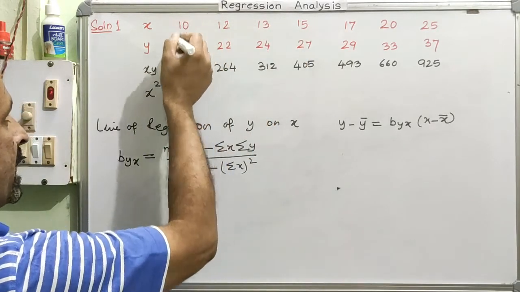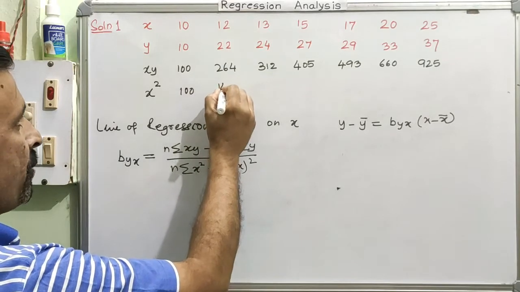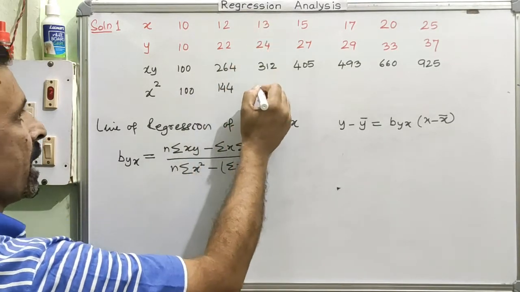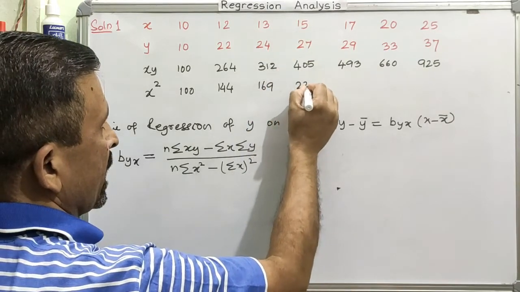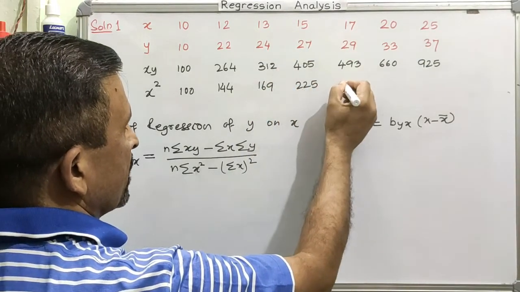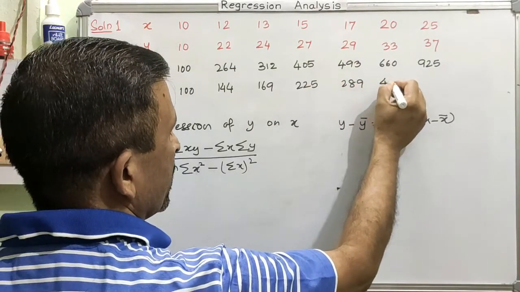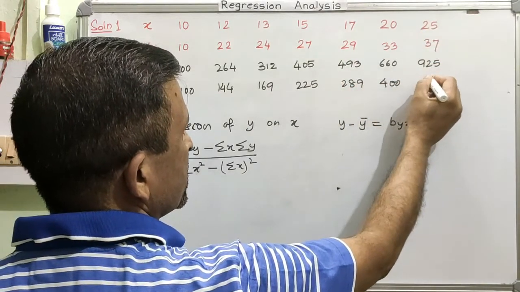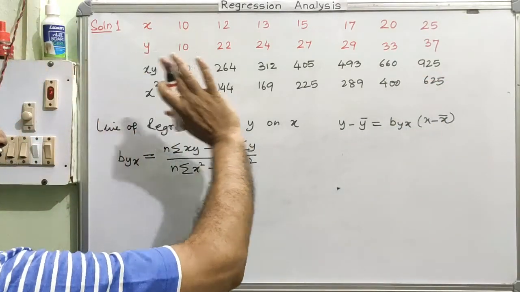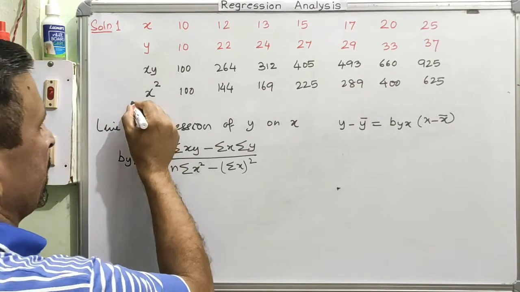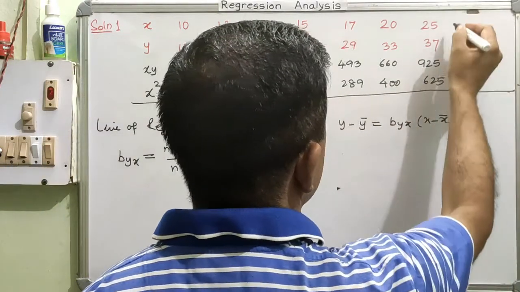So in the x square column, I am going to have the square of all of these: 10 square means 100, 12 square means 144, 13 square means 169, 15 square means 225, 17 square means 289, 20 square means 400, and 25 square means 625. Am I very clear? So my table work is complete. This is the table work. I will draw a line so that you get a clear picture.